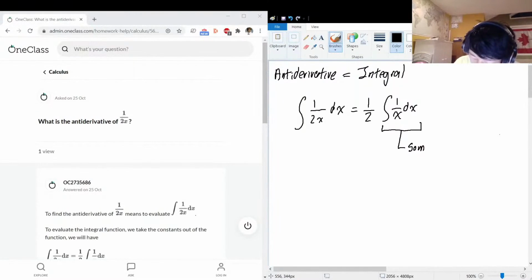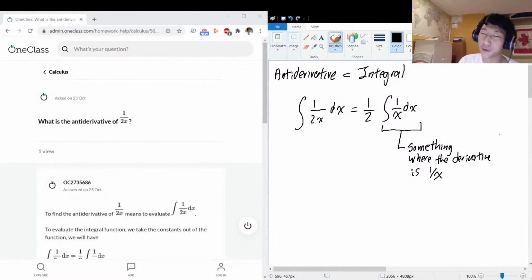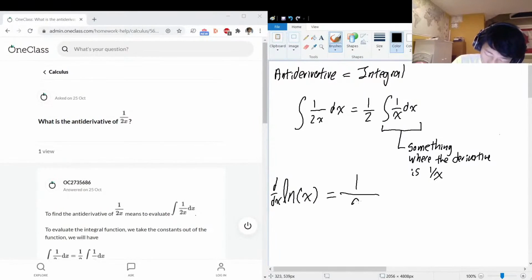it is something where the derivative is 1 over x. Now, do we know anything that has a derivative that is 1 over x? Let's think about it. What's the derivative of natural logarithm of x, d over dx? It's 1 over x. Hey, so it must be a natural logarithm.